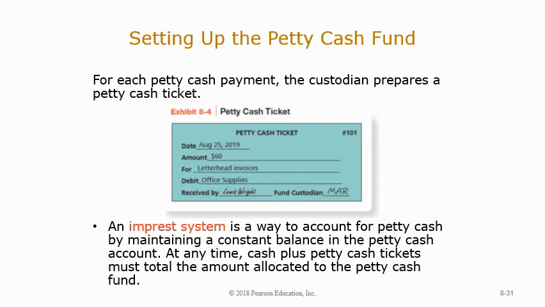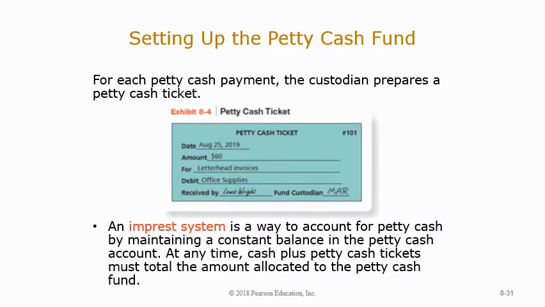For each petty cash payment, the custodian prepares a petty cash ticket. These tickets are used at the end of the month to make sure that everything balances. An imprest system is a way to account for petty cash by maintaining a constant balance in the petty cash account. At any time, cash plus petty cash tickets must total the amount allocated to the petty cash fund. So we opened the account with $200, and so we should always have either tickets or cash in the petty cash fund that total $200.